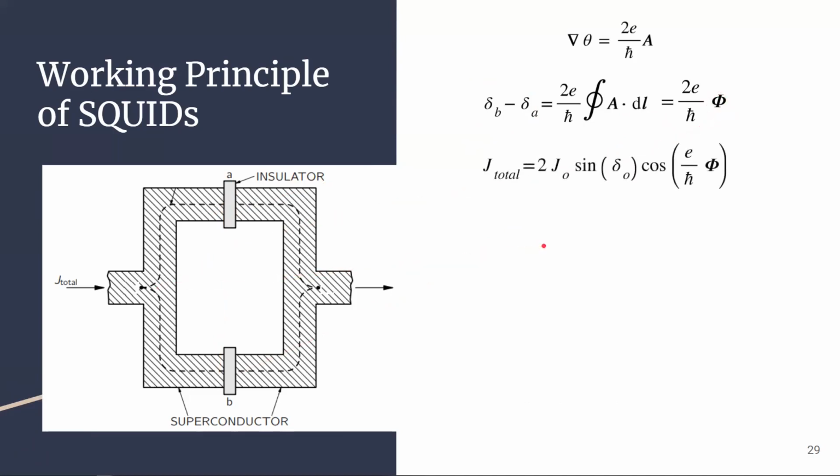Now, using my knowledge and doing some trigonometrical tricks, I can arrive at this expression: J total is 2 times J0, which is the minimum current or some constant current we apply in the junction, times the sine of the constant phase difference of these junctions, which I have no control of. Again, 2 terms I don't control. But now a cosine of the flux through the loop, which I can control.